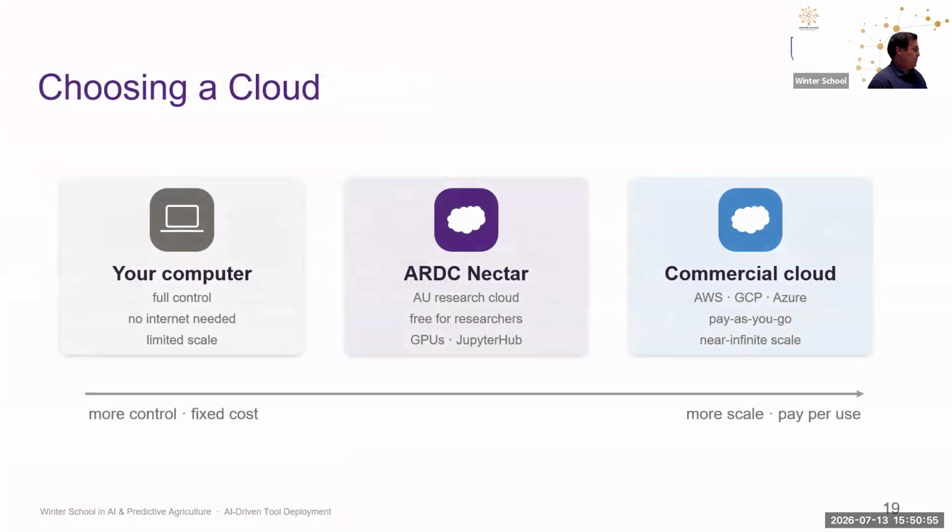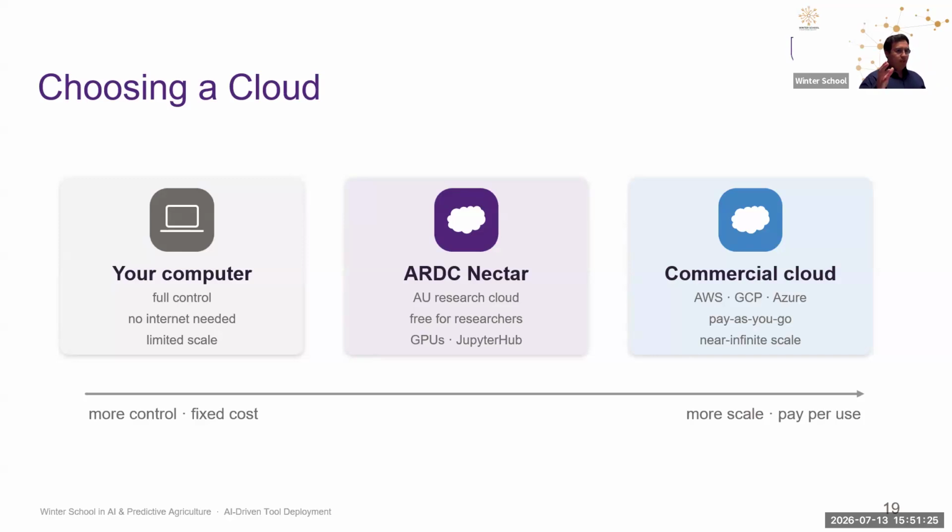So how to choose a cloud? This is kind of important, and I hope that you can take this as a message from my talk today. With your computer, when you're deploying things locally, you have full control. Maybe sometimes you don't need internet, but most of the time you're going to have limited scale, right? It's not going to run really powerful models. And we have already said today, if you want to use GPT-5, you cannot run it in your laptop, right? Because it's quite large. But you have more control there.